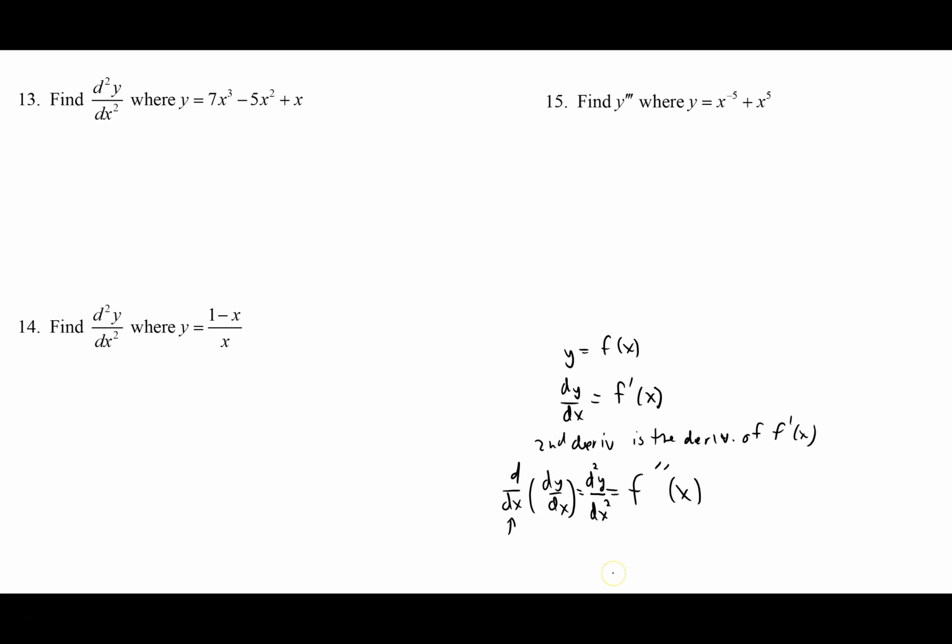These 3 questions have us taking derivatives. The 2 questions, 13 and 14, have us taking the second derivative, and then the third question, question 15, has us taking the third derivative.